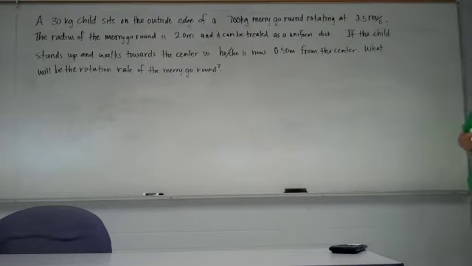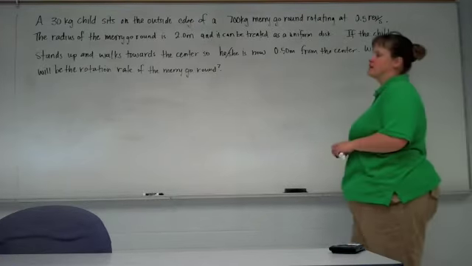We have a 30-kilogram child sitting on the outside edge of a 700-kilogram merry-go-round, rotating at 0.5 revolutions per second. The radius of the merry-go-round is 2 meters, and it can be treated as a uniform disc. If the child stands up and walks towards the center, so she or he is now half a meter from the center, what will be the rotation rate of the merry-go-round?